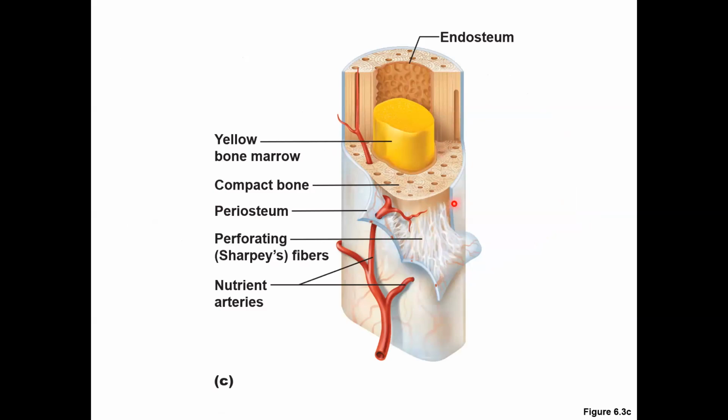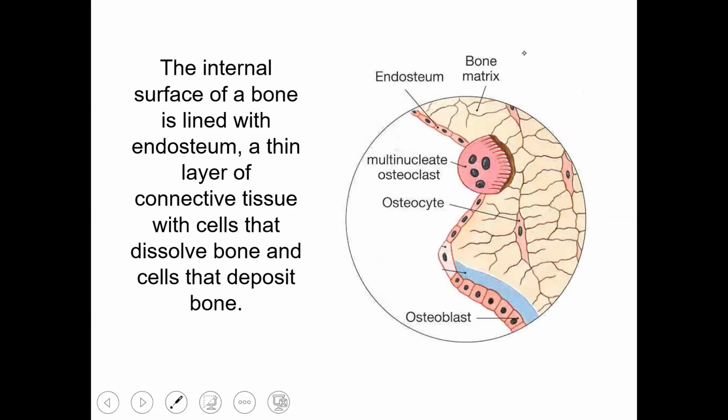And while the periosteum wraps around the outside, in between the bone itself and bone marrow, here in yellow, we have another tissue called the endosteum. The endosteum has cells that are going to dissolve bone and cells that are going to deposit bone. So we see osteocytes and osteoclasts.